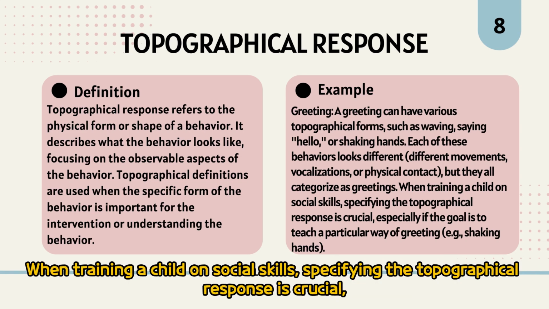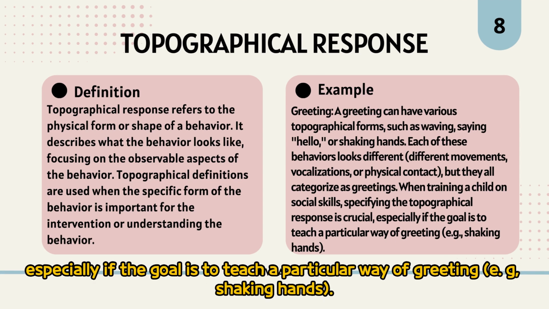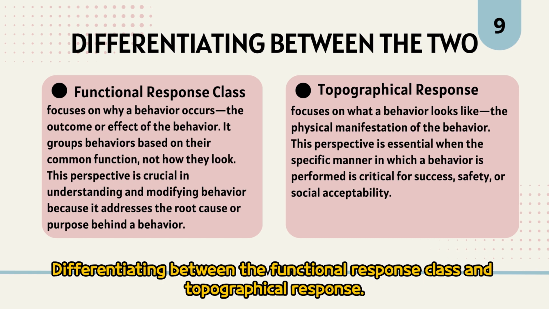When training a child on social skills, specifying the topographical response is crucial, especially if the goal is to teach a particular way of greeting, for example, shaking hands. Differentiating between the functional response class and topographical response.